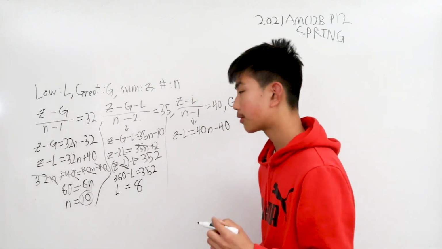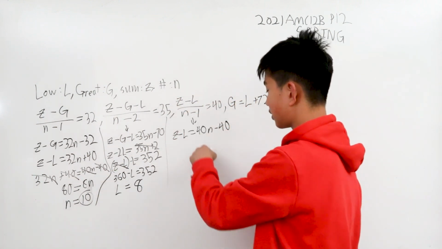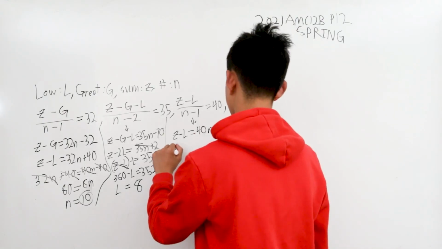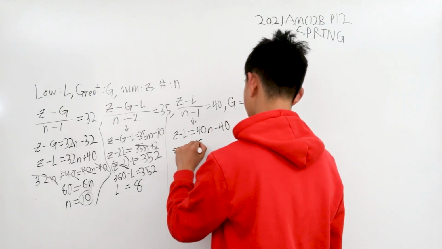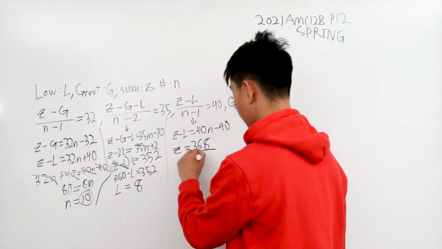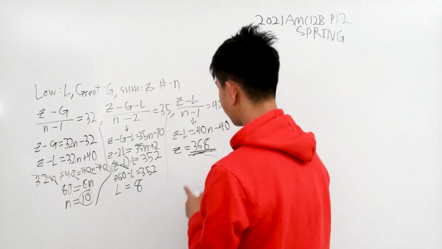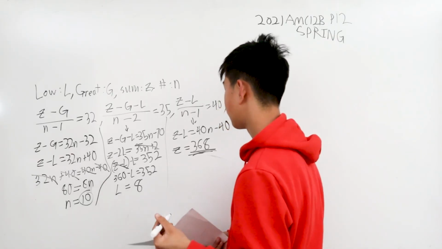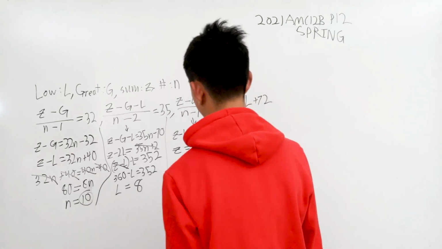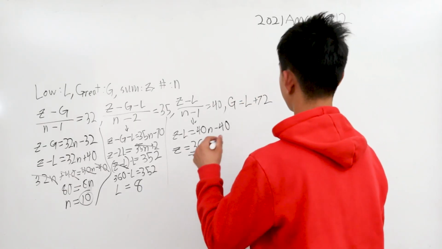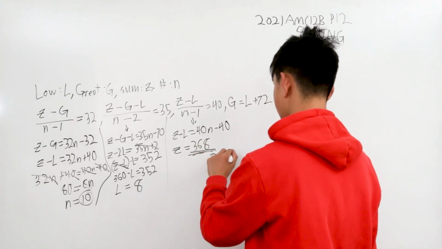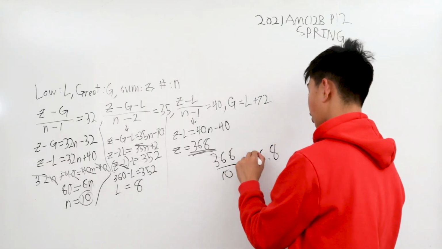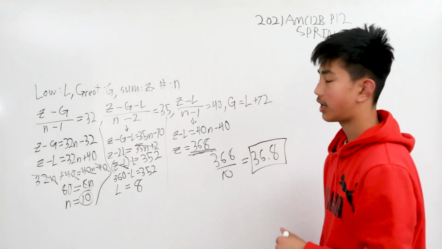We can use a similar process to substitute L equals 8 in this equation to get that Z is equal to 368. We then have the total sum of the positive integers and our number of positive integers. So we can then divide them. 368 over 10 is 36.8, the average of the positive integers, and that is our answer.